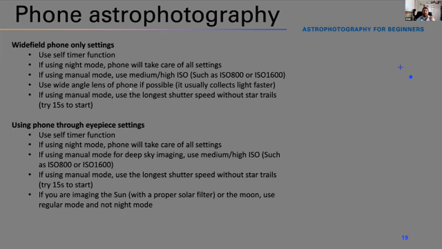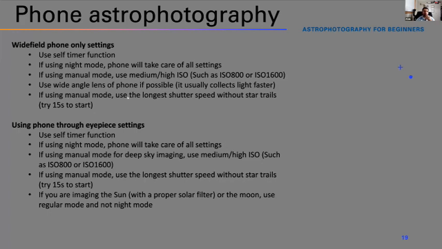So use the wide angle lens of your phone if possible. It usually collects more light. It's usually at f1.8 or f1.5 in some cases, versus your telephoto lens or your regular lens on your phone, which is usually at f2.5 or f3.